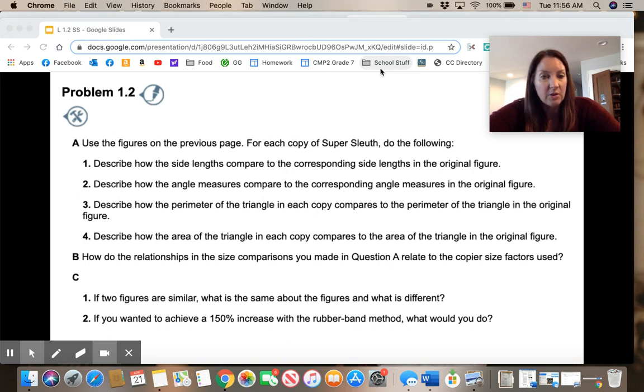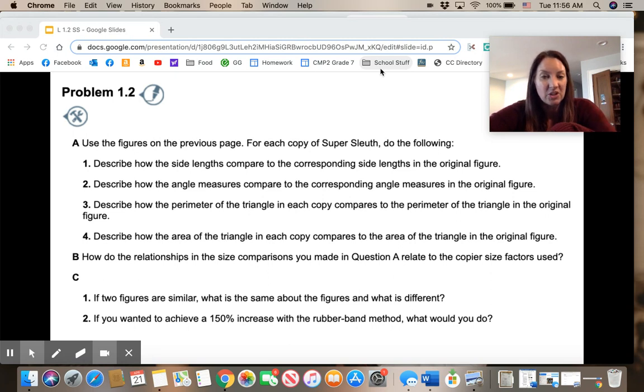In B, you would notice how the relationships in the size comparisons you made in question A relate to the copier size factor. So as you're looking at each triangle, how is that 75% shown? How do you notice it in your size comparisons? What's happening to the side lengths? What's happening to the perimeter and the area? In question C, it says, if two figures are similar, what is the same about the figures and what is different? I've given that answer a few times in this video.